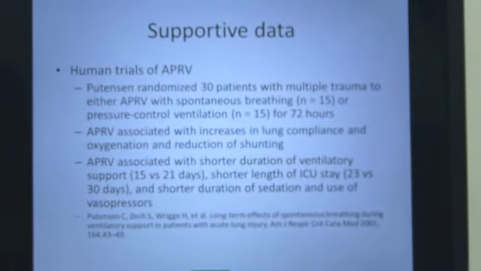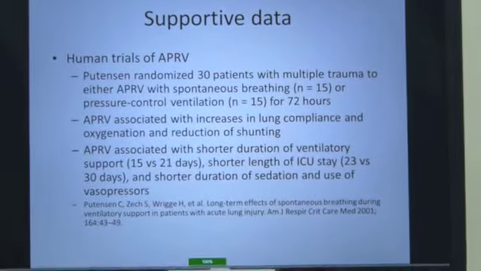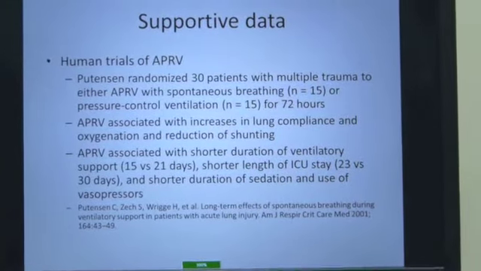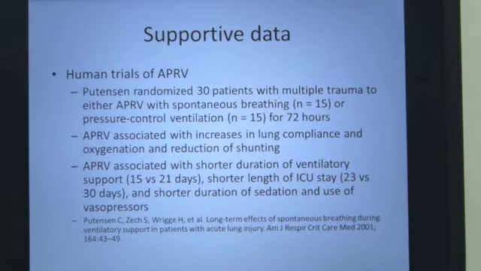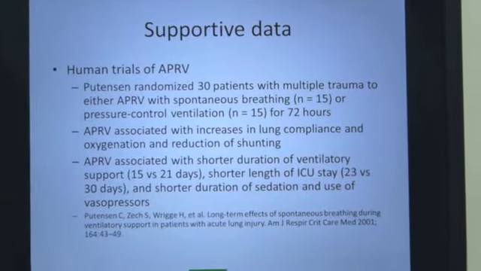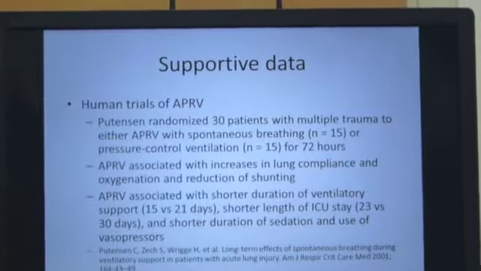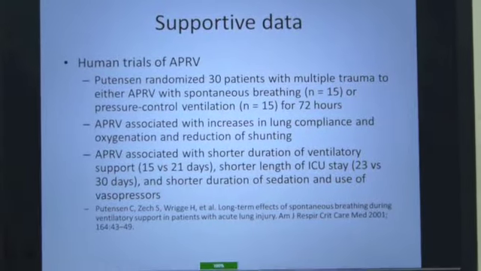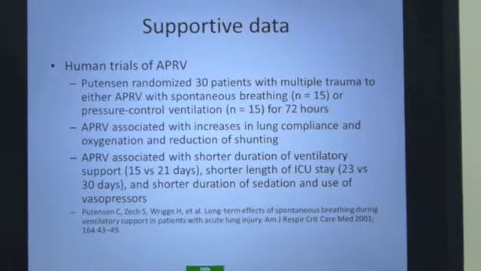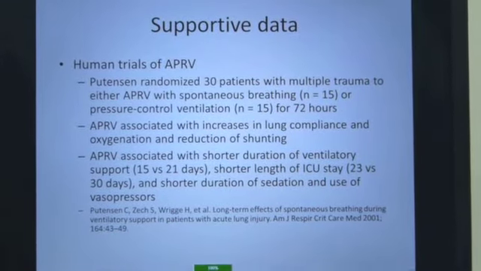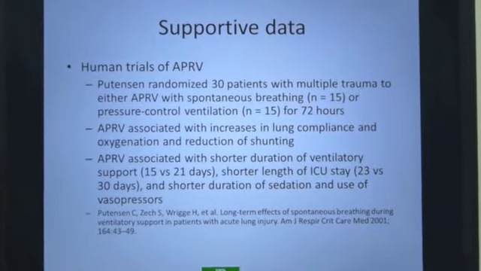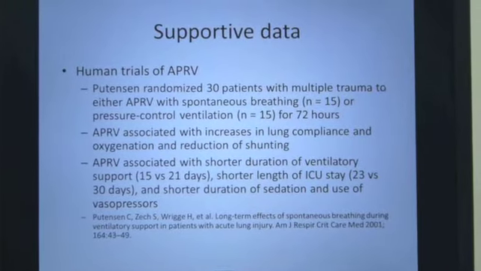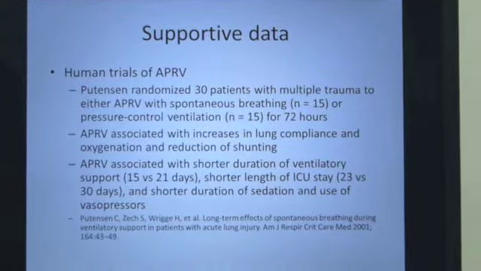Human trials. Putensen randomized 30 patients with multiple trauma to either APRV with spontaneous breathing, N equals 15, or pressure control ventilation, 15, for 72 hours. APRV was associated with increases in lung compliance as well as oxygenation and reduction of shunting. APRV was associated with a shorter duration of ventilatory support in that trial, as well as a shorter length of ICU stay and a shorter duration of sedation use. Use of vasopressors, I don't know if that has anything to do with it. But shorter ICU days, shorter ventilation days, whether it doesn't statistically show decreased mortality, think about it.